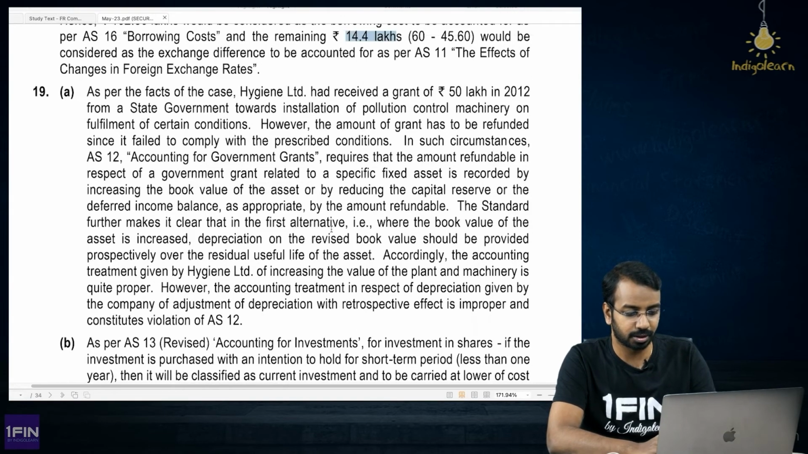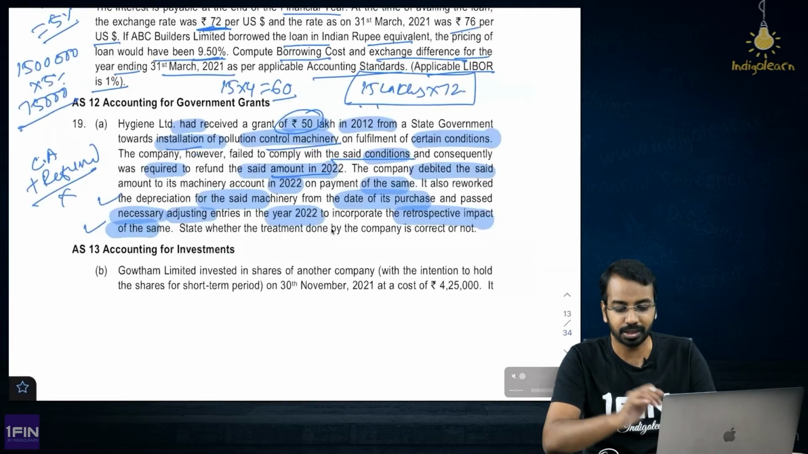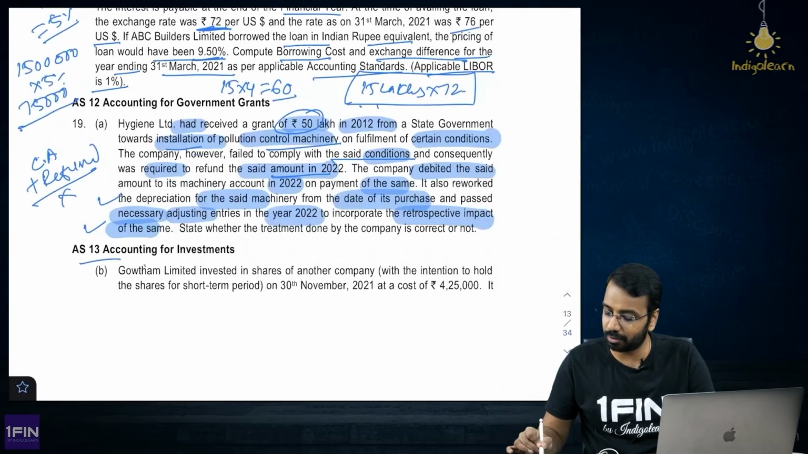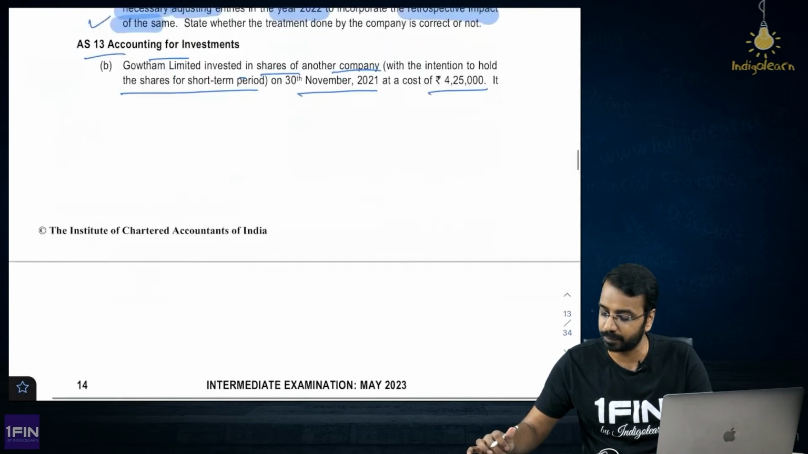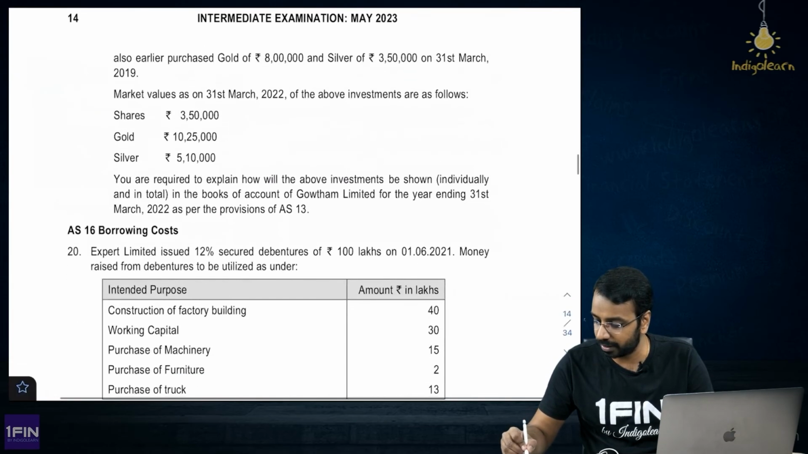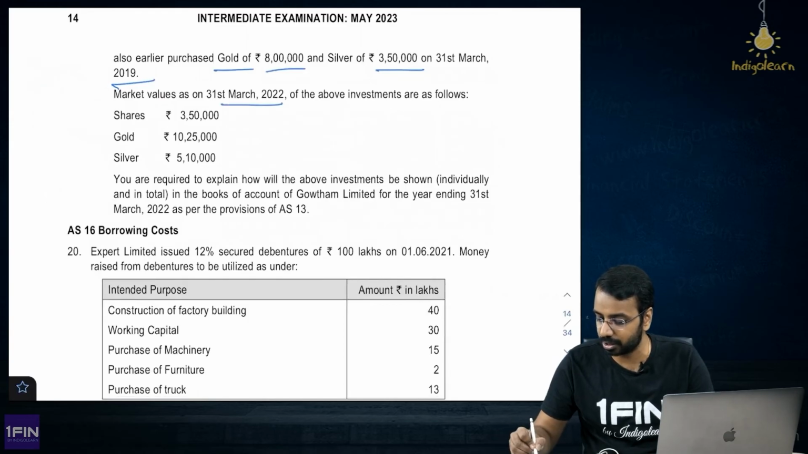Okay, so that is what is given in the answer, nothing to be calculated. Then is 13, accounting for investment. Gautam invested in shares of another company with the intention to hold the shares for short term on 30th of November at a cost of 425. It also purchased gold of 8 lakhs and silver of 3,50,000 on 31st March of 19. Market values as on 31st March of the above investments are shares 350, gold 1025, silver 510.